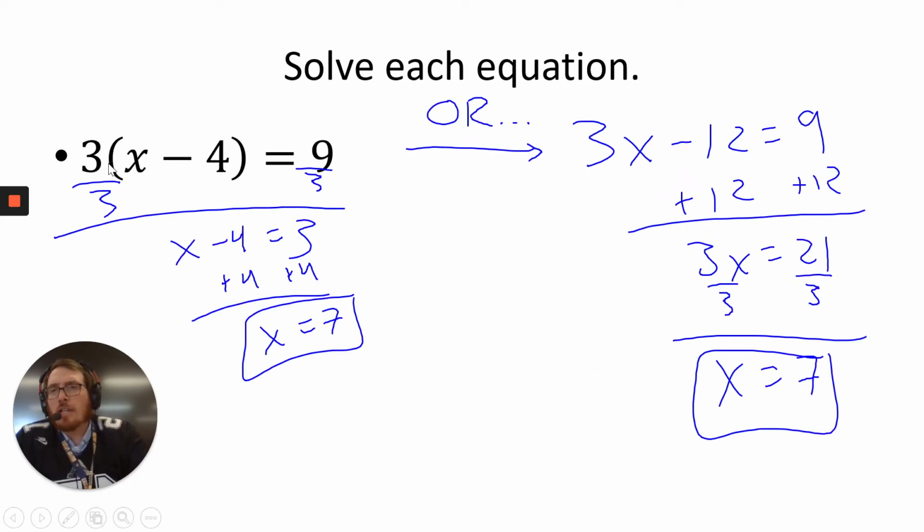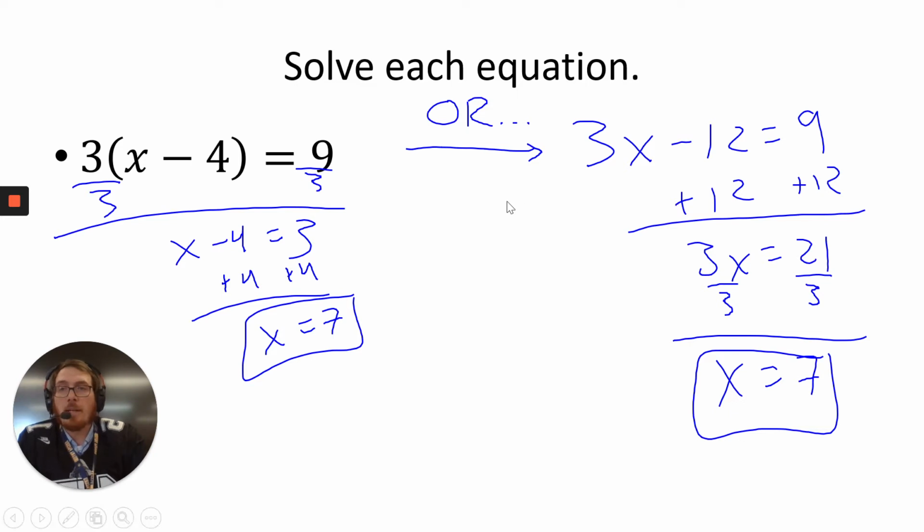Next question you'll notice has the distributive property, so you could take this 3 and multiply it in, which is what many of you are used to doing. So 3 times x is 3x. 3 times minus 4 is minus 12. And then from there it should just be a two-step equation. Add 12 to both sides, then divide by 3, you get x equals 7.